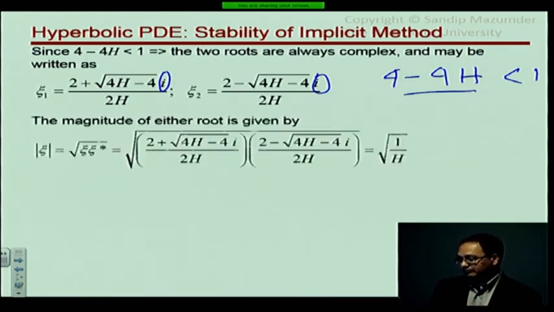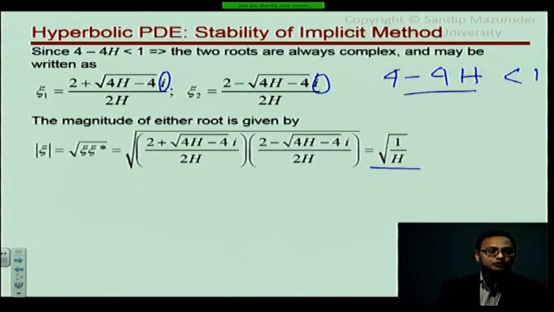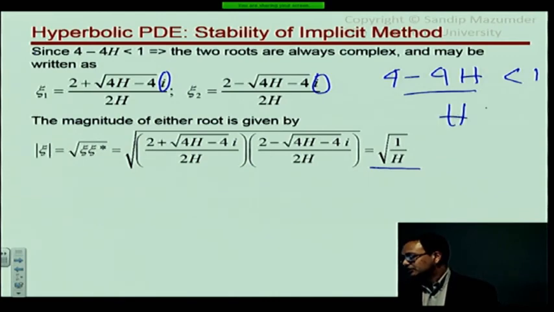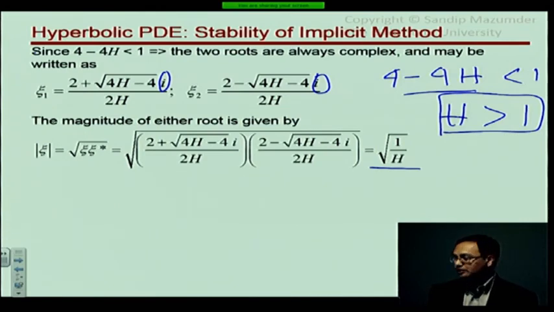All right, so therefore you can now calculate the magnitude of that complex number, which is xi times xi star, xi star being the complex conjugate, which is basically the second root, as you can see. Once you do some algebra here, you find that it is 1 over h square root of that. Now we already found that h is always greater than 1 in the previous page. We saw that. So what does that mean? That means that magnitude is always less than 1.